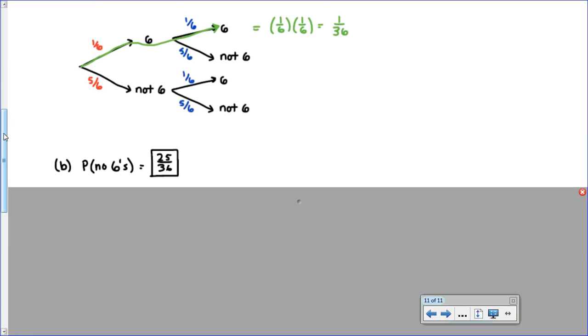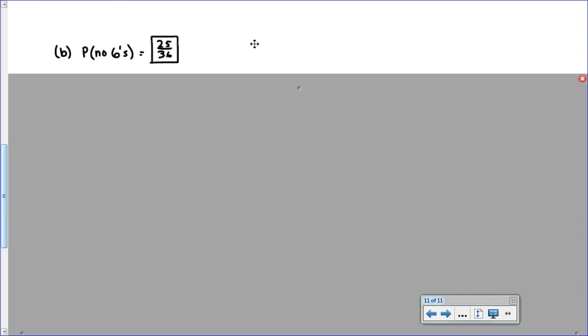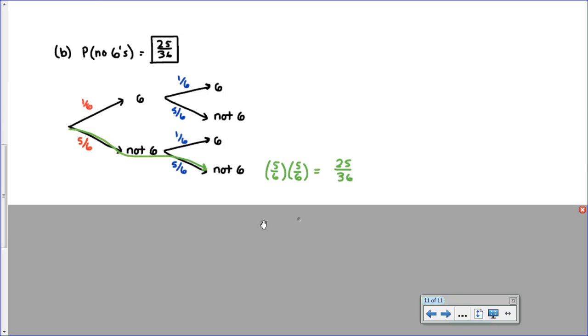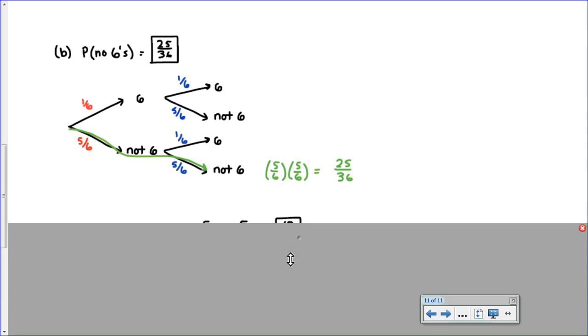Probability of getting no 6s, right? So this is going to involve the branches that have not a 6, followed by not a 6. And this is the only pathway that will get me no 6s, right, on either the red or the blue dice. And that's a 25 out of 36 chance of happening because there's so many options for not 6, right? Could be a 2, 3, a 1, 5, 4. So 25 out of 36.